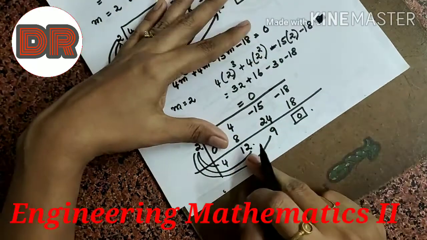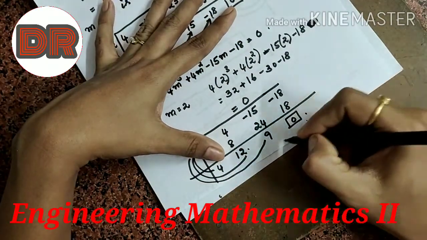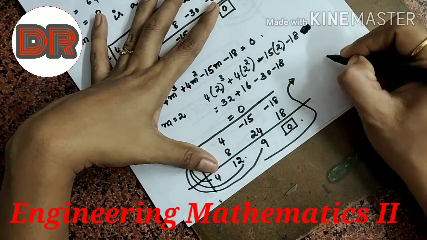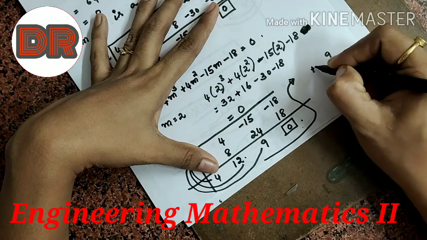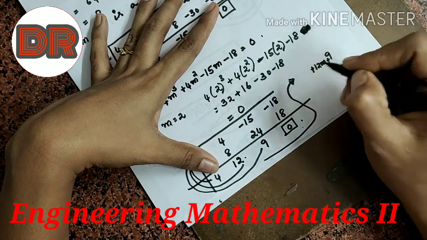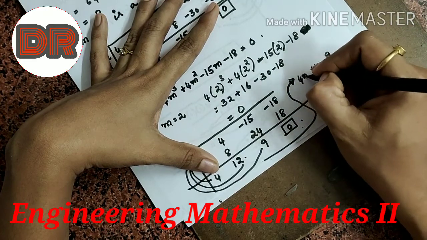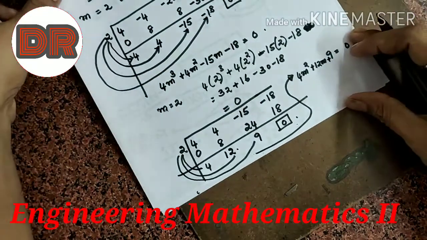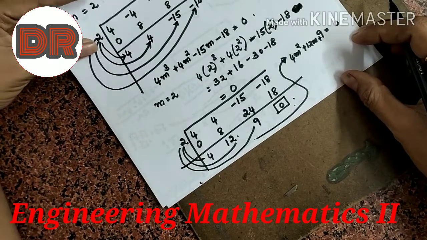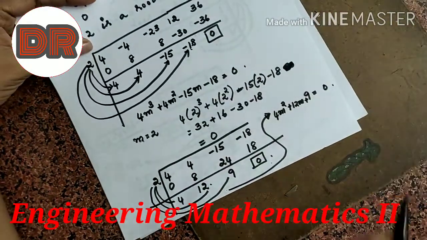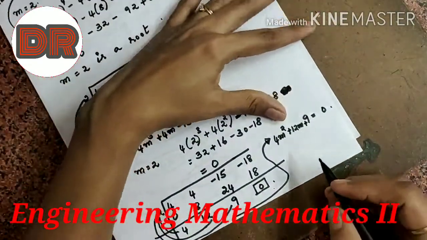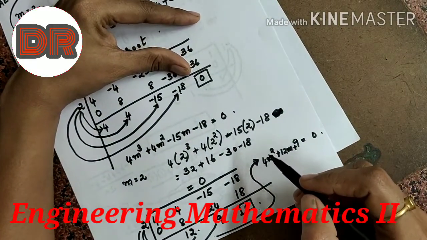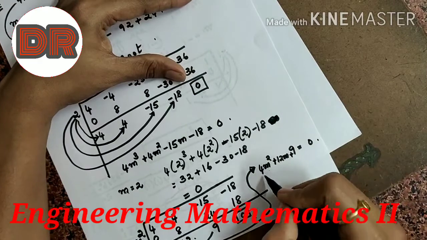Now you try to write the equation for this. So the equation from here, I'll write it over here. So it is 9 plus 12m plus 4m square is equal to 0. Now you try to simplify this. So for simplification, direct factorization can be done. So let us see how to write.